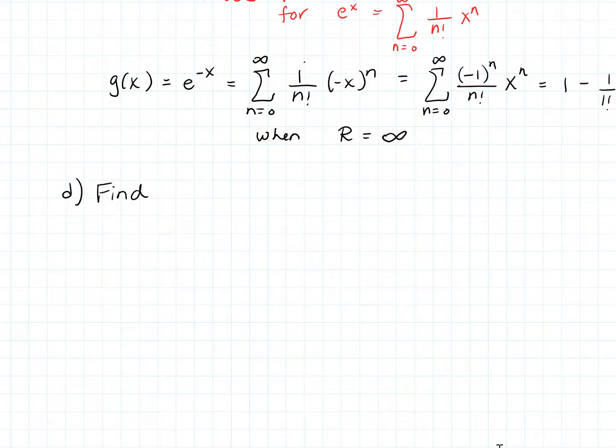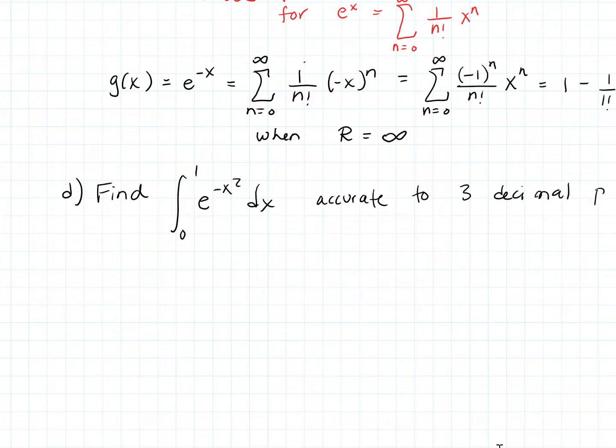Actually, I think we're going to do two more. Well, we've got e to the x here. What if I wanted to find, actually, let's just do one more. What if I wanted to find the integral from 0 to 1 of e to the negative x squared dx accurate to 3 decimal places? Okay.